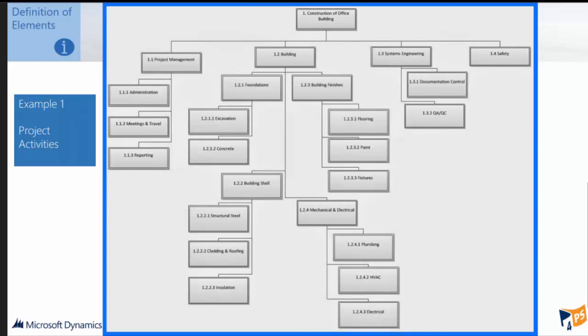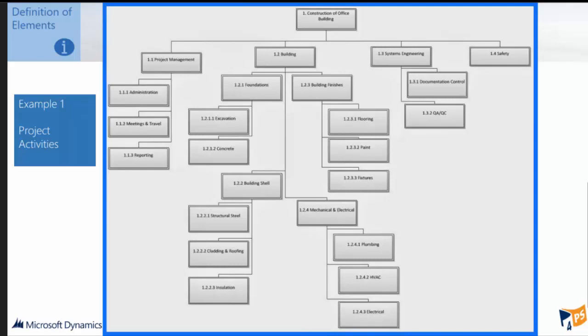This one here is a very construction type one, like a building one, which is based around project activities. So you can see at the top, you've got your construction of the office building. That is then broken down into a structure of project management, building, systems engineering and safety. And under, for example, building is then broken down foundations, building finishes, and then foundations is broken down into excavation and concrete, etc., etc.